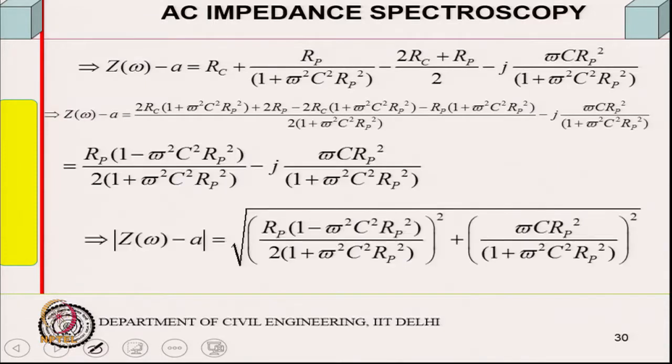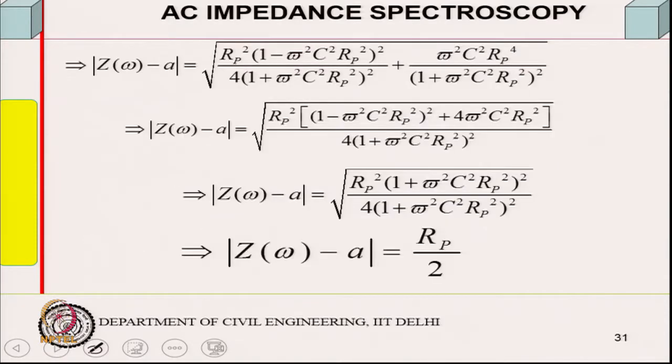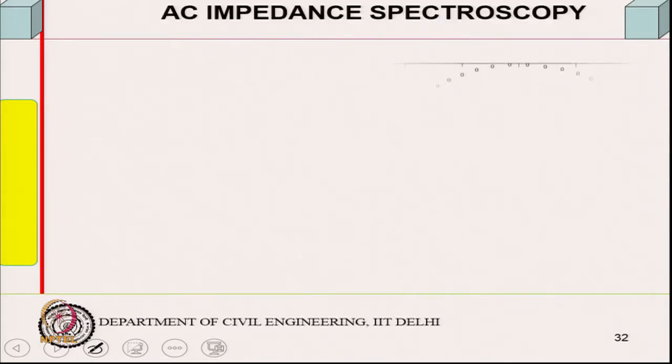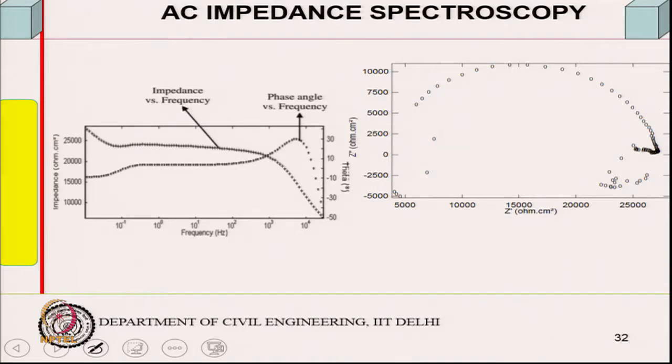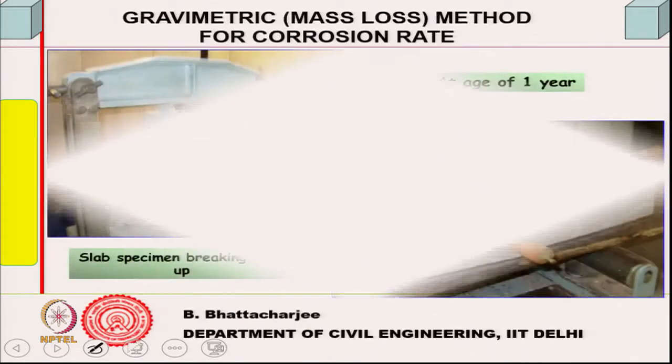I am not interested in this derivation. One can show that Rp by 2 will be the radius. So, people plot different types of diagrams, and from that obtain the polarization resistance. But till date this is still more of a laboratory-based technique rather than one used at the actual site. So, that is what it is.